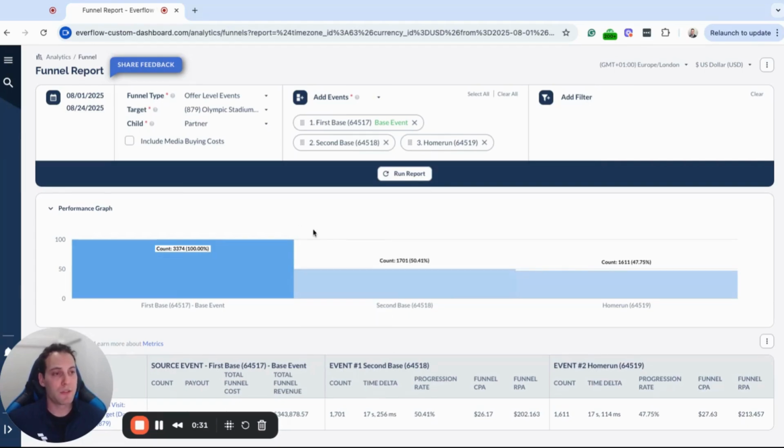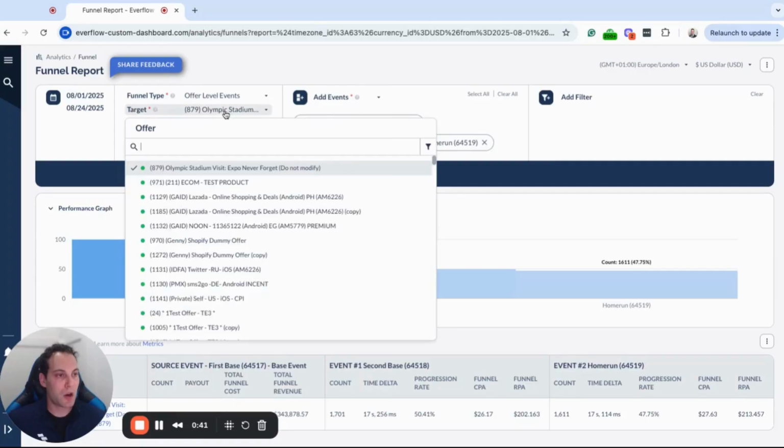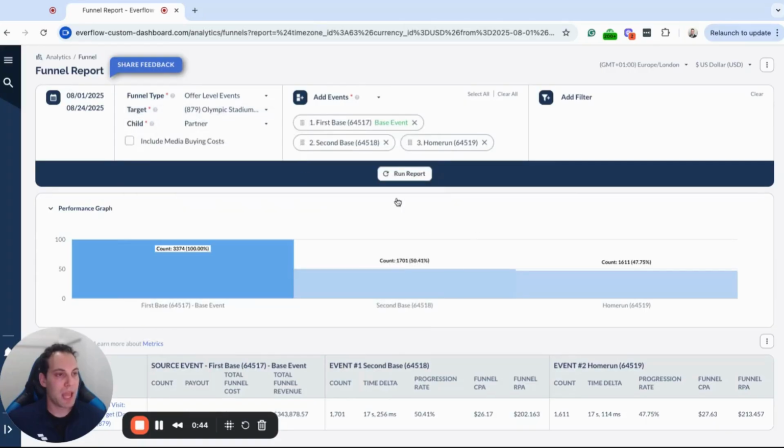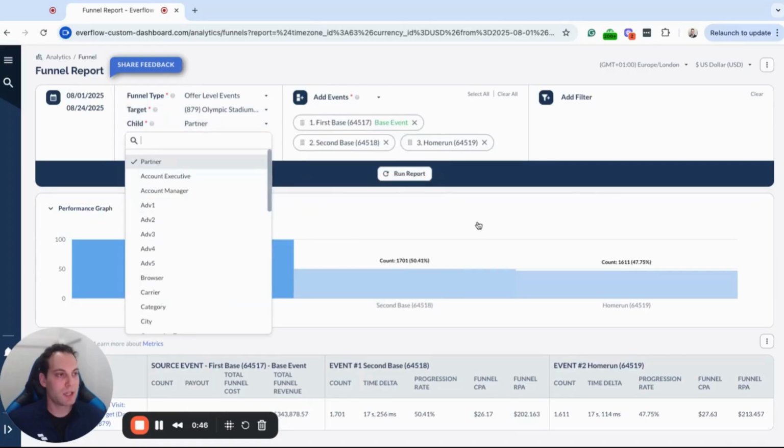So let's take a brief look at what this looks like, how to set it up, and then we're going to talk about why it's important. As always, you can set the date. We're going to be able to choose offer or advertiser level events. Pick a target. This is the offer whose events we want to analyze. Child if we want to see any additional data.